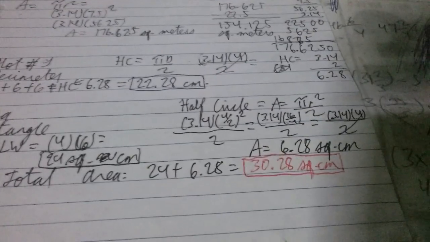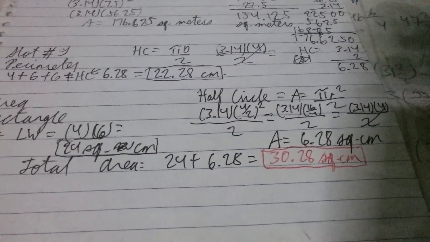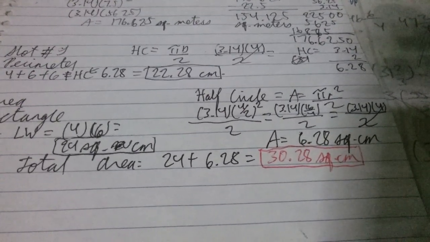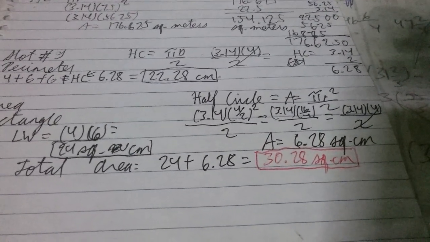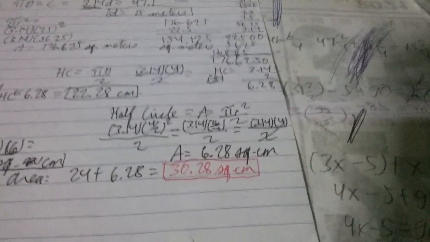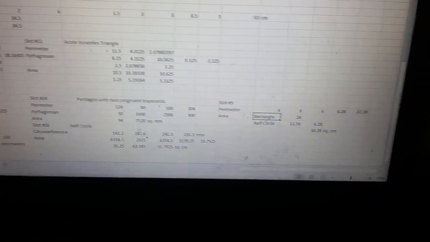So the total area is... what was the 24 again? The 24 is the area of the rectangle. And the 6.28 pertains to the area of the semicircle. When we sum it up all together, we get 30.28 square cm. If you look here in Microsoft Excel, this is my solution sheet.